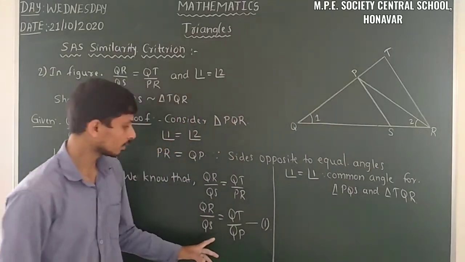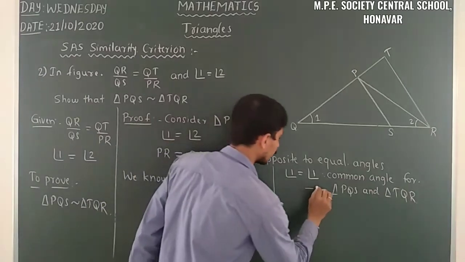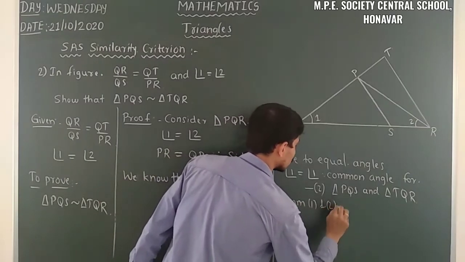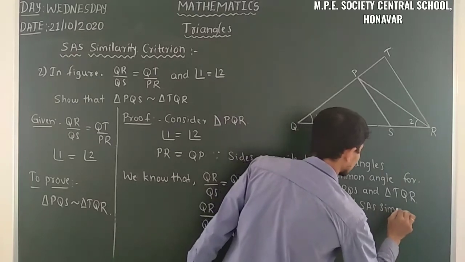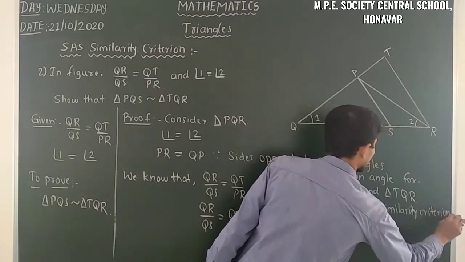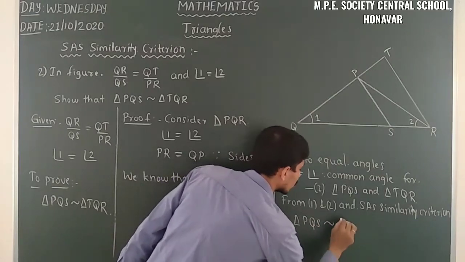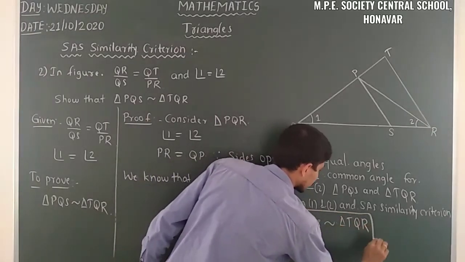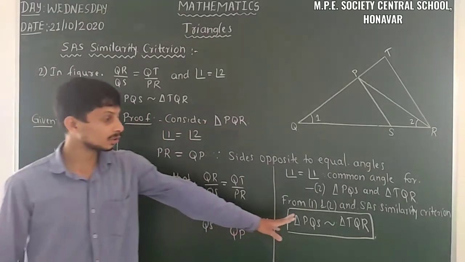So therefore, from equation 1 and equation 2 and the SAS similarity criterion, we have triangle PQS is similar to triangle TQR. Yes, so here we have the proof, that is triangle PQS is similar to triangle TQR.